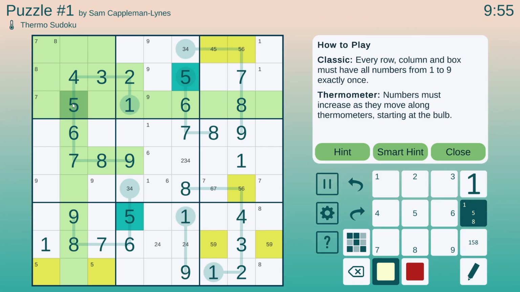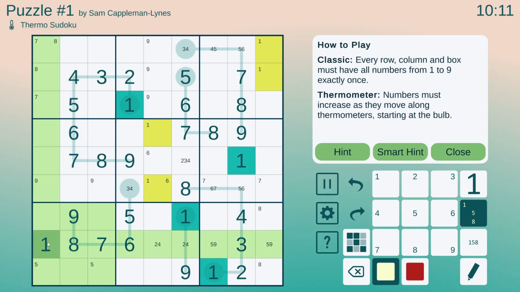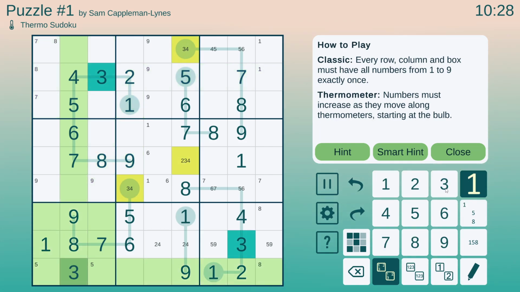I don't see like 5-9 pairs lining up or anything. Yet, at least. One in there is restricted. Oh, 1 and 2 both see this cell. So what else can it be? Only 3, I think? Yeah. Now this becomes a 1-2 pair.